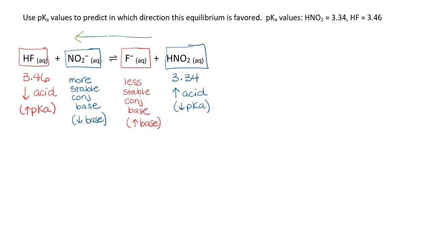And this brings up the question, does this make sense with the other things that we've learned? And it does, because the other thing that we learned was that the equilibrium is favored towards the weaker substances, the weaker conjugate acid and weaker conjugate base. So our prediction that this equilibrium is favored towards reactants is consistent.